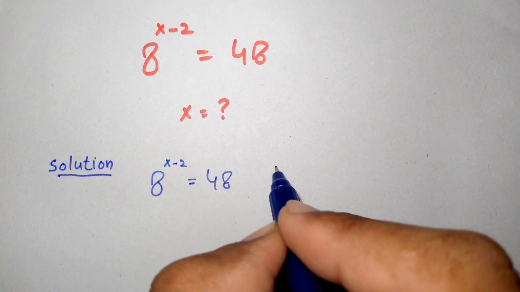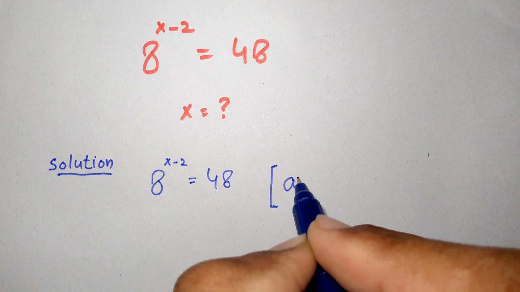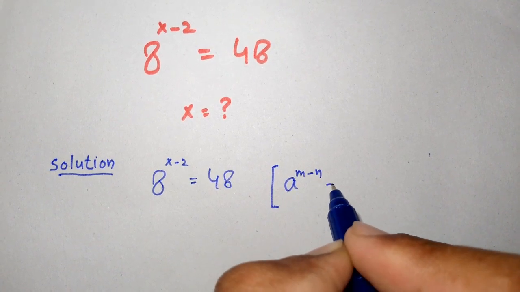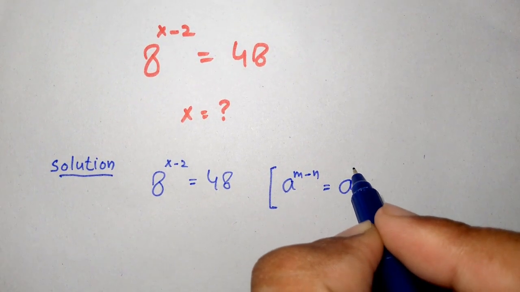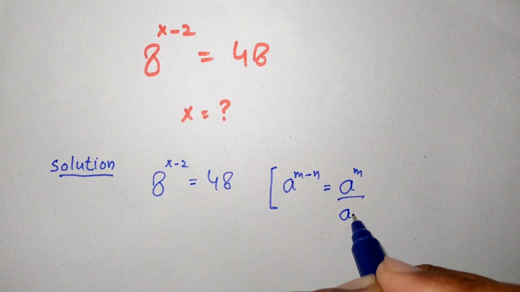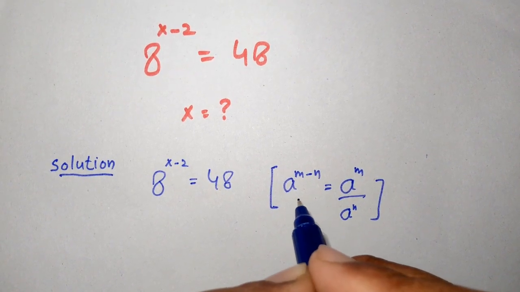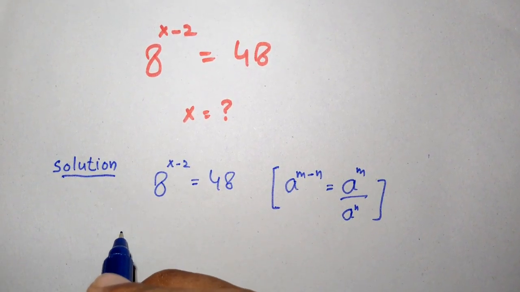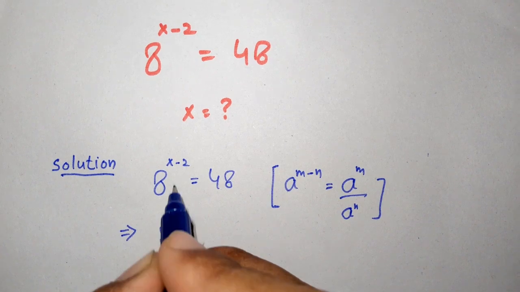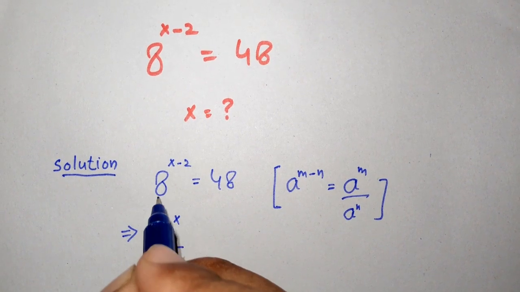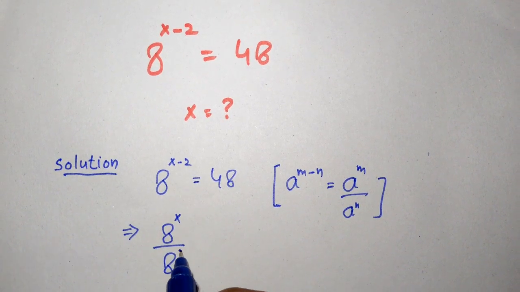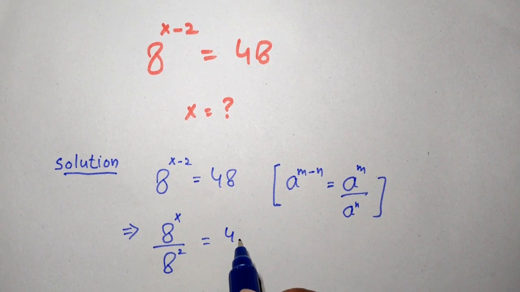To solve this, we know that a to the power of m minus n is equal to a to the power of m divided by a to the power of n. So we have to apply this condition here. This will become 8 to the power of x divided by 8 to the power of 2 is equal to 48.